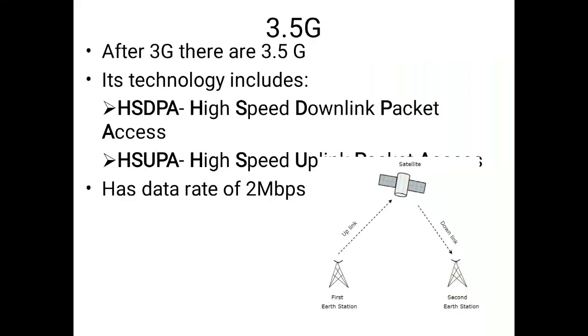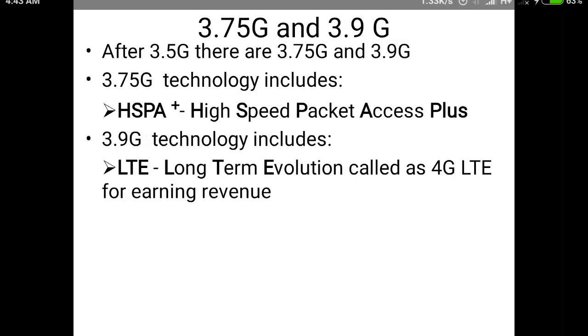technology using HSDPA, which is known as High-Speed Downlink Packet Access. Along with it, High-Speed Uplink Packet Access. So here we know the downlink and uplink frequencies differ in nature, since the community is dependent more on the downloading of data packets rather than uploading the data packets. Approximately the data rate is mentioned here as 2 Mbps. Next coming here is 3.75G and 3.9G.